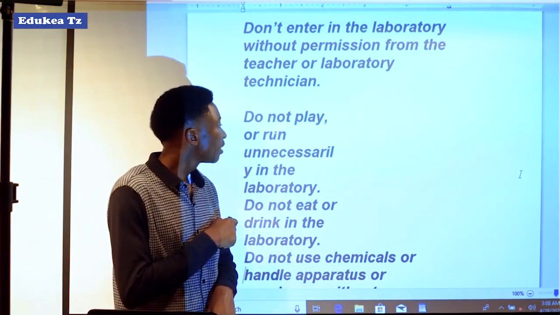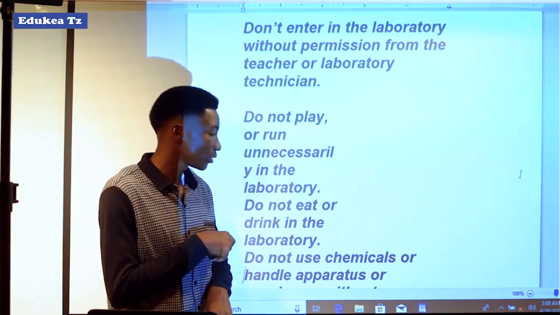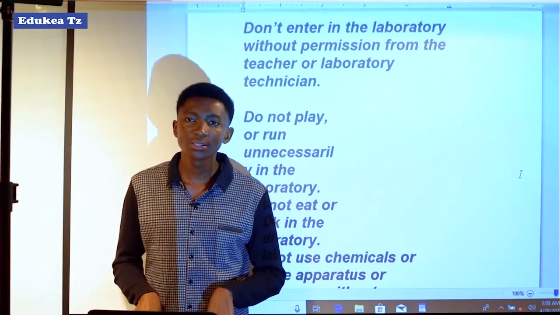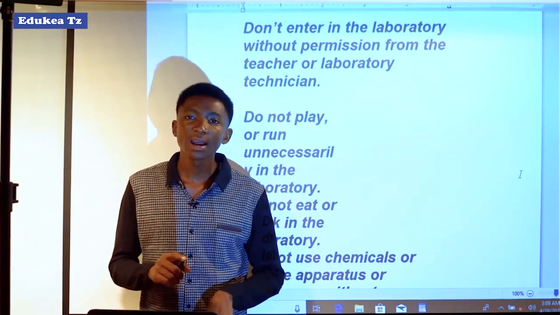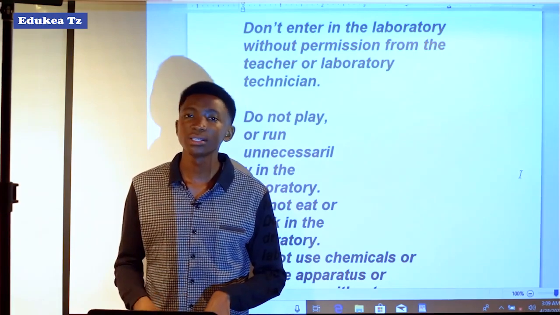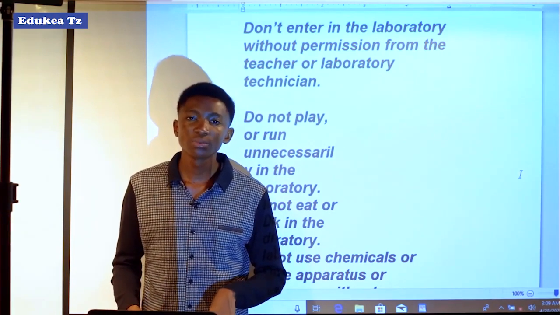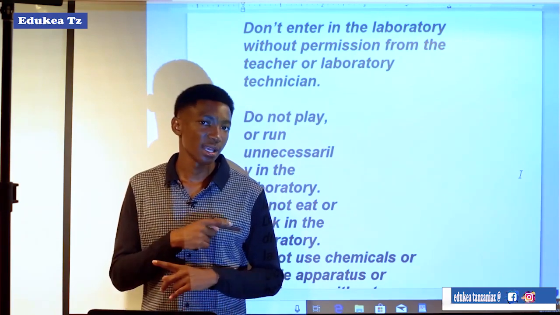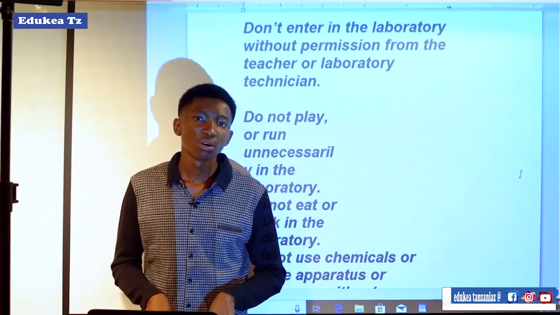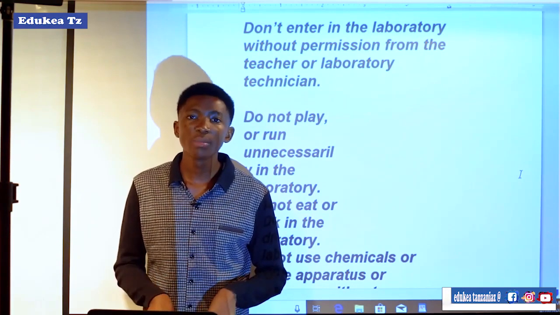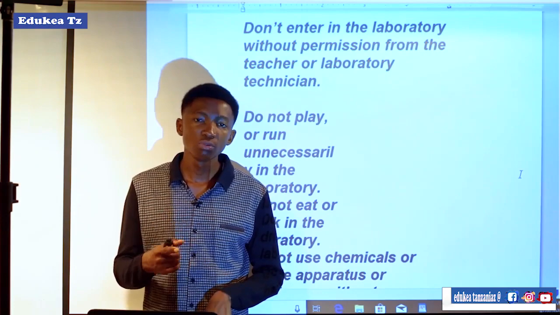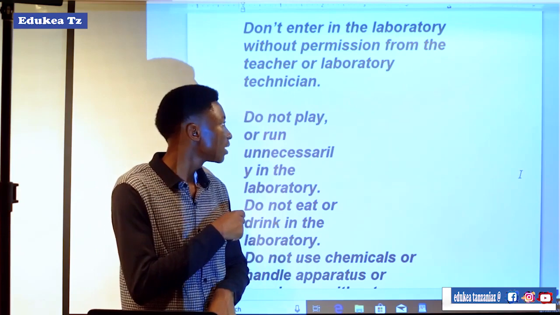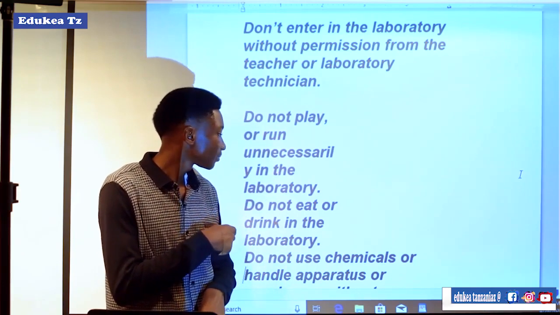Another thing, don't play or run unnecessarily in the laboratory. When you enter the laboratory, don't play with your fellows, and don't run in the laboratory. Just walk slowly, because there are some instruments which are very dangerous, which may explode or cause harm to you and others. So that's why we say you must be careful when walking, and don't play or run.